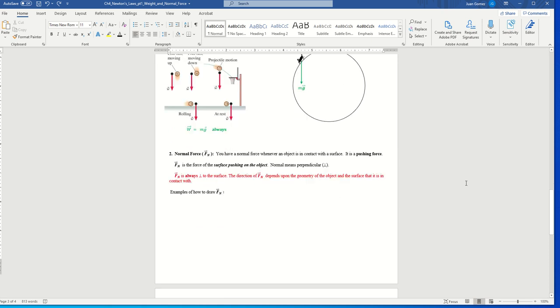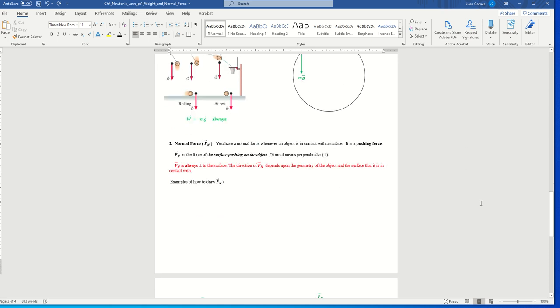All right, well, what's the second force we're going to look at in this lecture, lecture 1 of chapter 4? Well, the normal force. I write it with an uppercase F and then a capital N subscript, so F_N for the normal force. You have a normal force whenever an object is in contact with a surface. So an object has to be physically touching a surface. The normal force is a pushing force. It is the force of the surface pushing on the object.